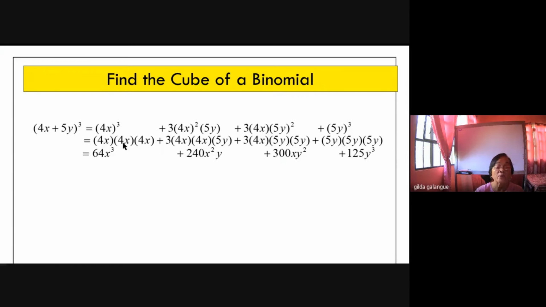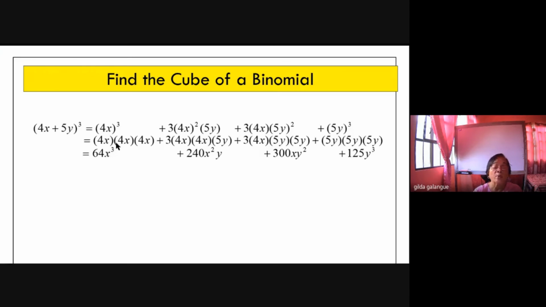So we have 4 times 4 times 4 is 64. x times x times x is x cubed. 3 times 4 is 12. 12 times 4 is 48. 48 times 5 is 240. So we have 240x squared y. Then 5 squared is 25. 25 times 12, that is 300. x times y, xy squared. Then 5y times 5y times 5y, 125y cubed.